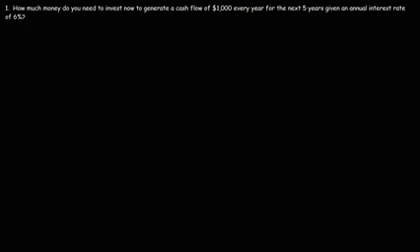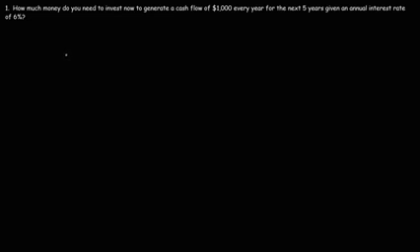In this video, we're going to talk about how to calculate the present value of an annuity or a stream of income payments. So let's use this example problem to illustrate this. How much money do you need to invest now to generate a cash flow of $1,000 every year for the next 5 years, given an annual interest rate of 6%? Well, let's find the answer.